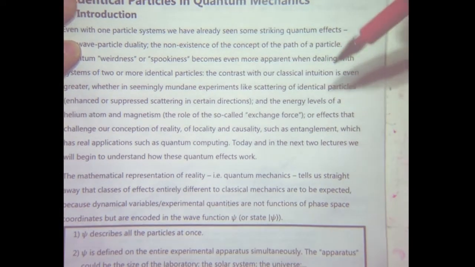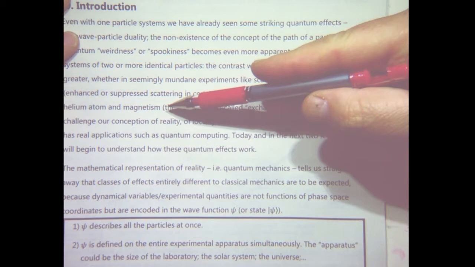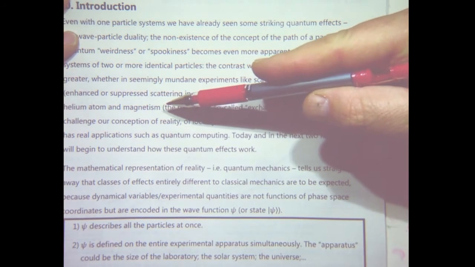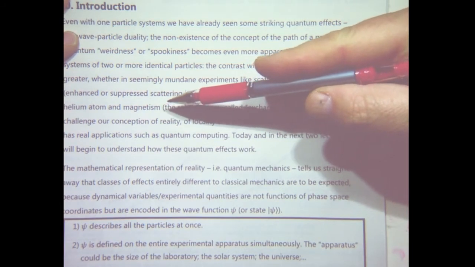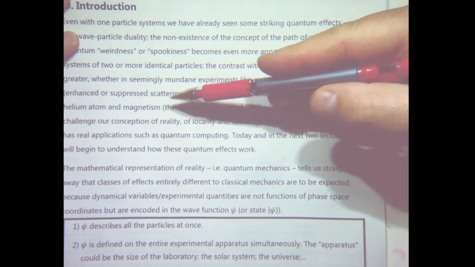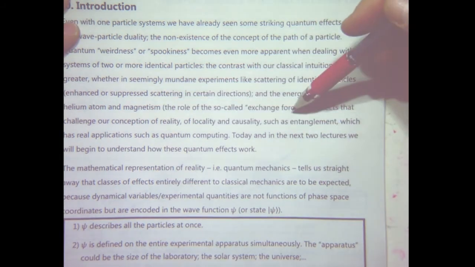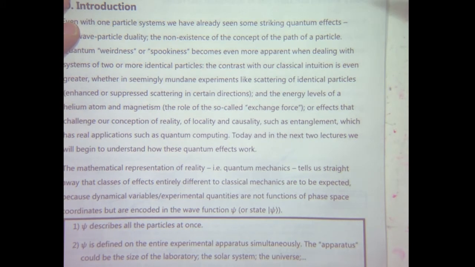Magnetism as well. You can read even the Wikipedia article on ferromagnetism, which we'll look at in SP3 next semester. Ferromagnetism really depends on the exchange force and the Pauli exclusion principle to work.